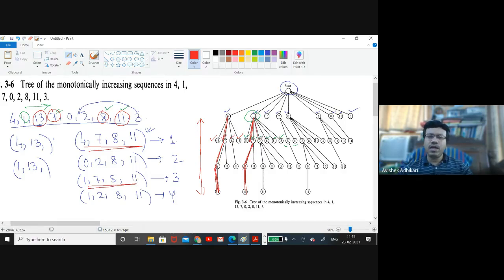Then here also 1, 7, 7, 8, and 8, 11. So what is this one? Yeah, so this is 1, 2. So this one, 1, 2, 8, 11, that is also exhausted. And then you cannot start with 1 because no length 4 there. Again here, so 0, 2, 8, 11.